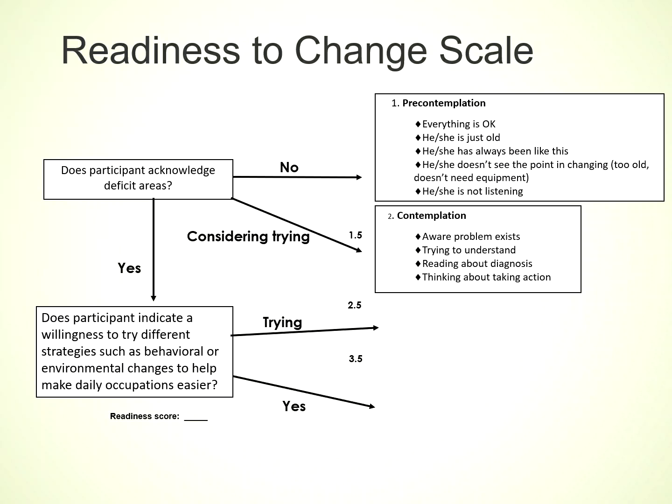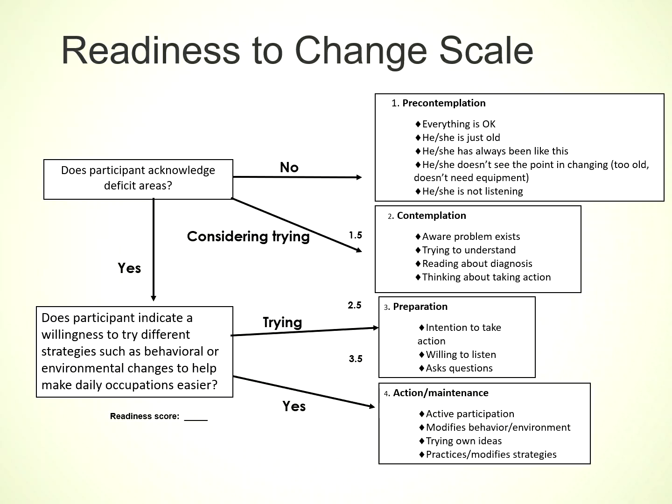And then if it's yes, if they acknowledge deficit areas, does the participant indicate a willingness to try different strategies such as behavioral or environmental changes to help make daily occupations easier? Are they in preparation with intention to take action, willing to listen and ask questions? Or are they already in action and maintenance, active participation? They're ready to modify their behavior and try new ideas and practice and modify and use strategies.